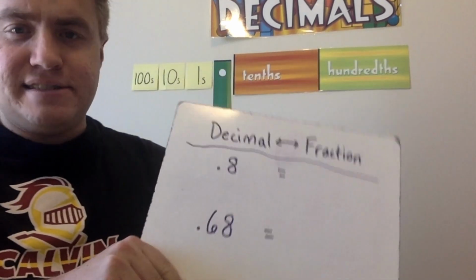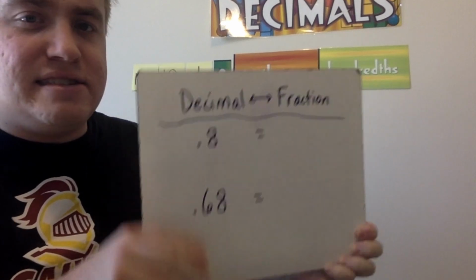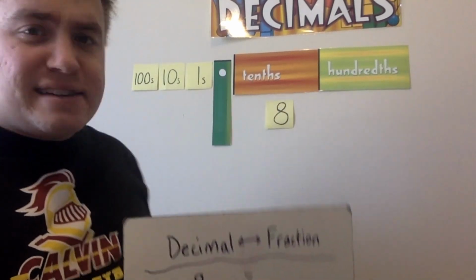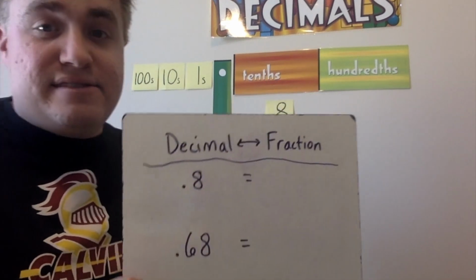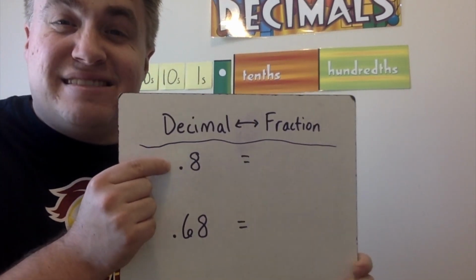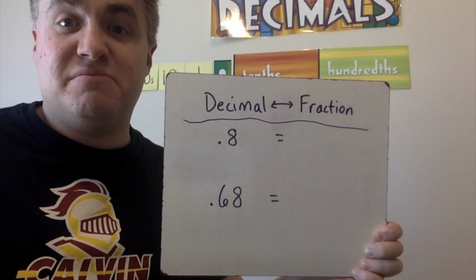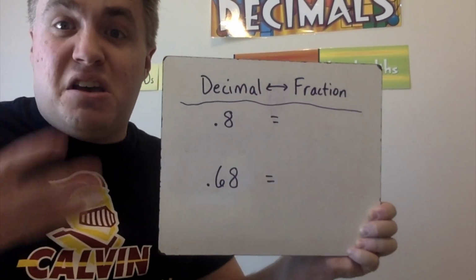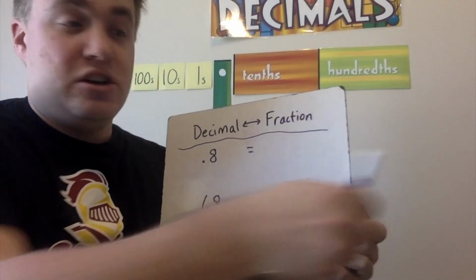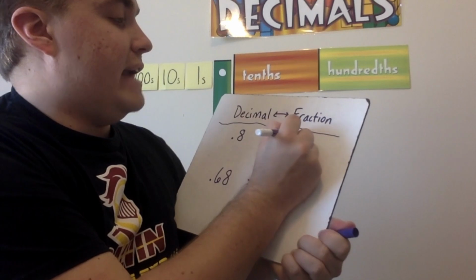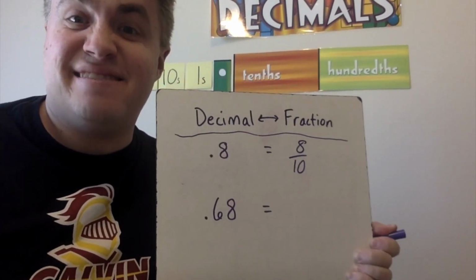Well, if I put an 8 up here a second here, I notice that my 8 is right next to the decimal, just like my 8 is right next to the decimal here. I know that this is 8 tenths. So I would read this number as 8 tenths. Now the really cool thing about converting a decimal to a fraction is you just write down the fraction of what it sounds like. So I would call this 8 tenths. So my fraction for this would be 8 over 10. It would be 8 tenths.